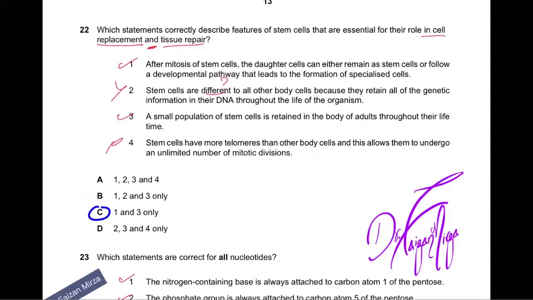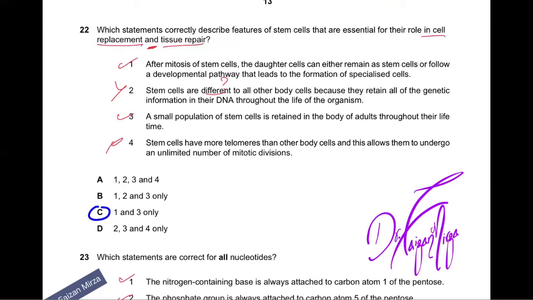Question 22. Which statements correctly describe features of stem cells that are essential for their role in cell replacement and tissue repair? So we are talking about two things here, cell replacement as well as tissue repair. Tissue repair means that the stem cell must be residing within the tissue. That's why it gets repaired. And for cell replacement, yes, it will need division to occur so that a new specialized cell can form. Both must be there in the option for 1, 2, 3, or 4.